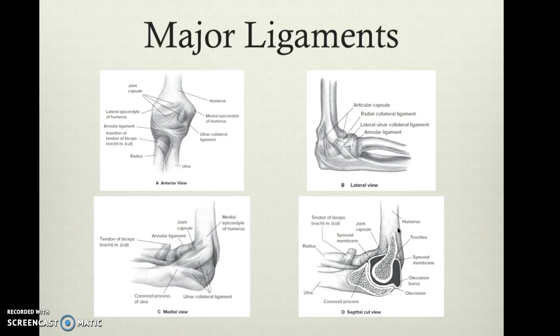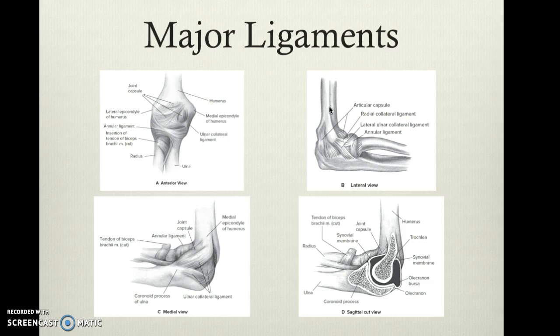Now the radial collateral ligament connects the lateral epicondyle to the radius and the annular ligament, as you can see on this side. And the lateral ulnar collateral ligament provides varus stability as well, especially when the elbow is in a flexed position.